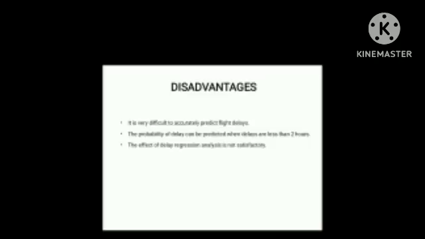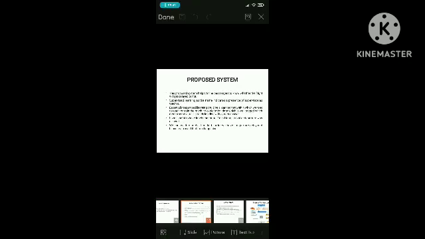Moving on to the existing system: prediction model and algorithm of flight delay propagation based on the integrated consideration of critical flight resources, and a model for predicting flight delay and delay propagation based on parallel cellular automata. Disadvantages: it is very difficult to accurately predict flight delays. The probability of delay can be predicted only when delays are less than 2 hours. The effect of delay regression analysis is not satisfactory, and so we have a proposed system for this project.